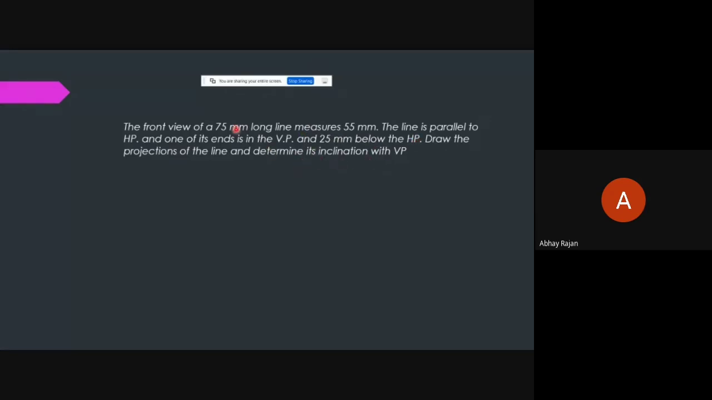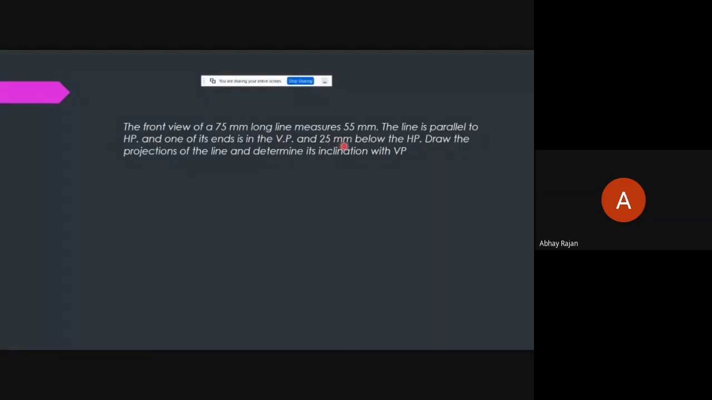So see that the actual length of the line is given as 75 and the front view is given as some length, 55. So you will know that if the line was parallel to HP as well as VP, both dimensions should be the same. But in this case, it is a reduced dimension. That means that there is an inclination. And it is mentioned that the line is parallel to HP. So the inclination is with VP. And one of its ends is in VP. That means distance from VP is 0, as well as 25 mm below HP.